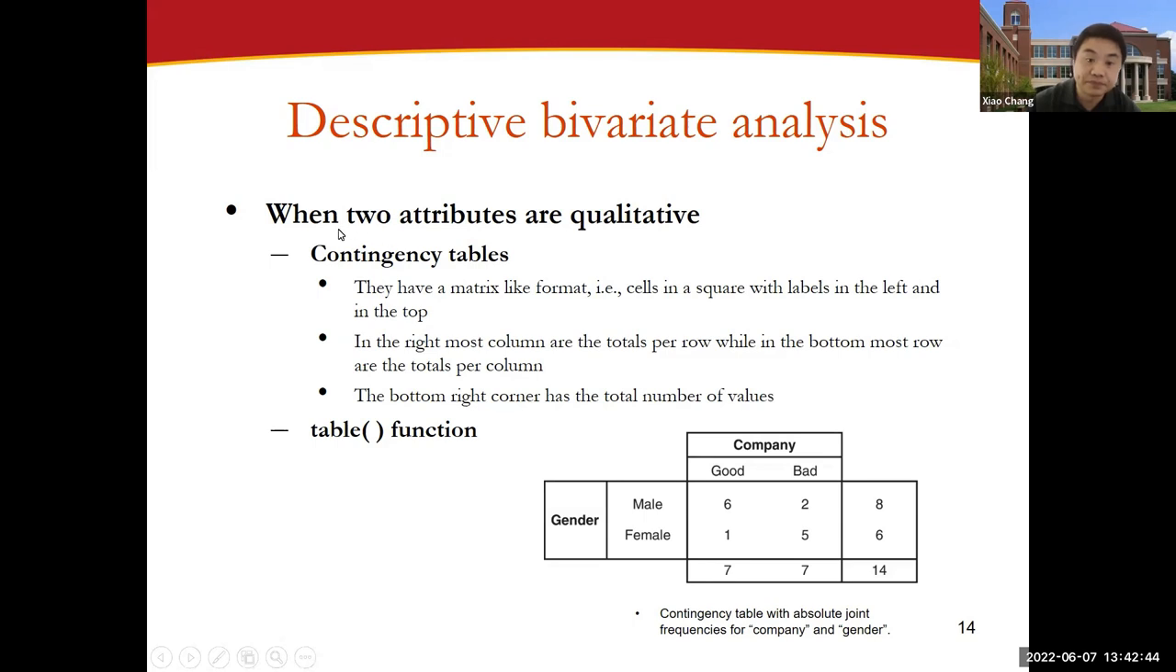When two attributes are qualitative, we can create a contingency table in R using the table function, which shows the number of instances in the data set with each combination, for example the company equals good and the gender is male is 6. So we get the number of the combination of the values of two attributes.